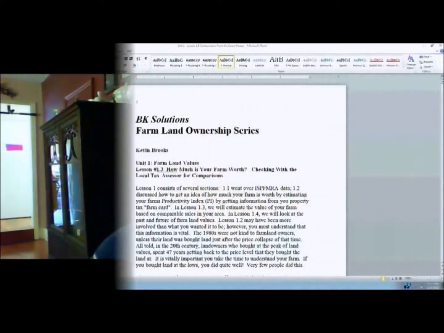This is something you can pay somebody a lot of money to do, but once you know how to do this, and it really isn't all that difficult once you understand how, you can save a lot of money and do it yourself. Plus, I'm a big believer in landowners understanding exactly what they have in terms of their most valuable asset, which is typically the farm. Let's get started.